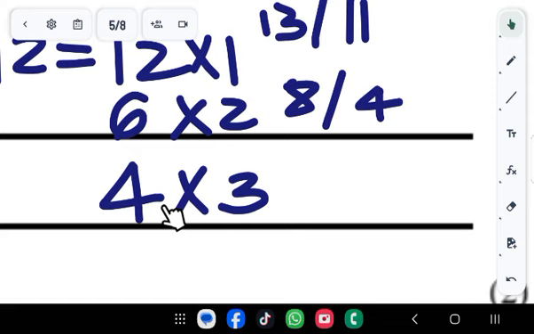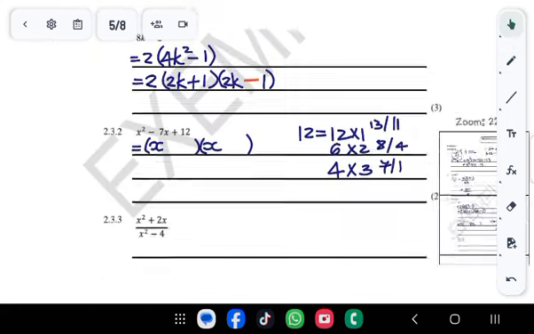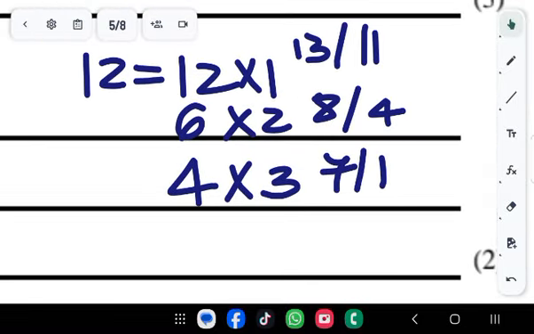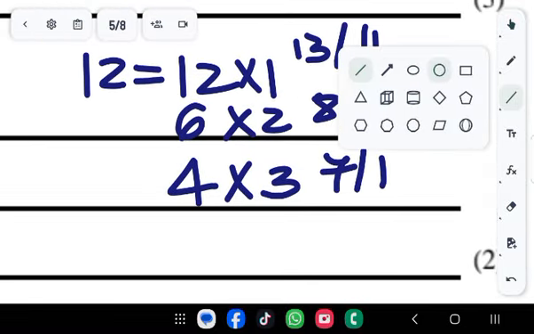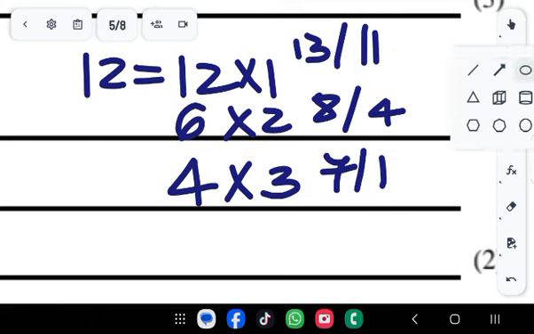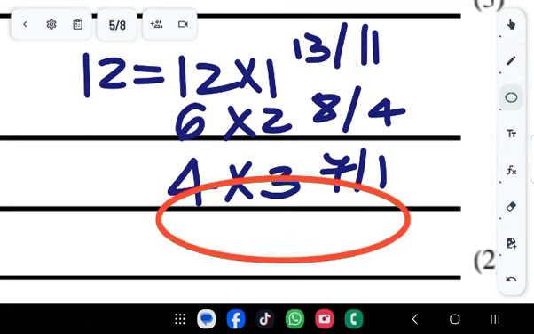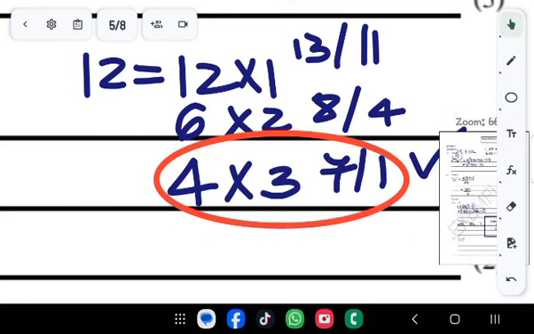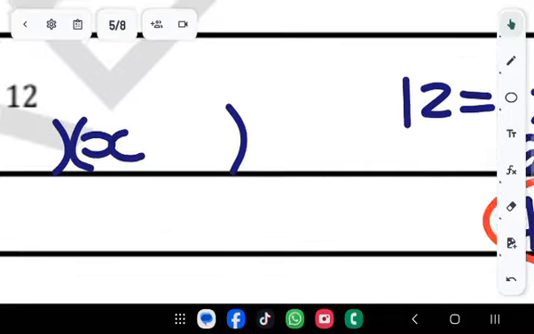And the last pair will give us 4 plus 3, which is 7, or 4 minus 3, which is 1. Now, the factor pair that gives us the middle term, which is 7, is the last one. This is the factor pair that we must use. So we must have 4 and 3 as our factors.